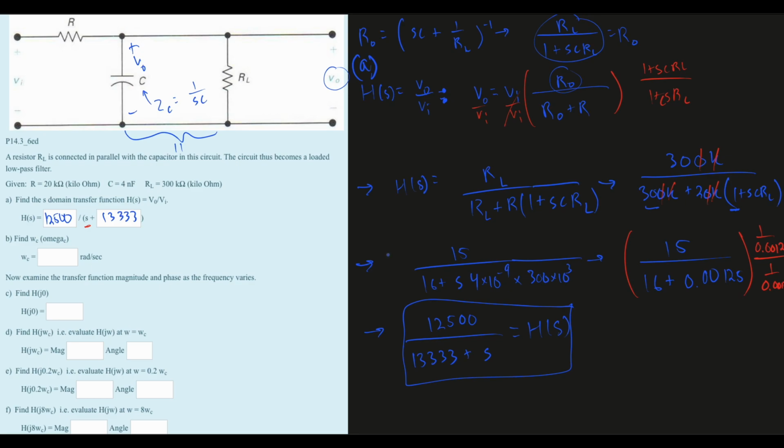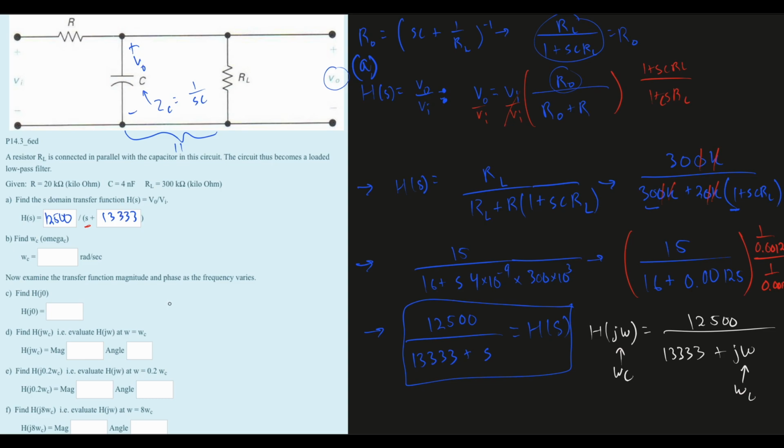Now, we need to find our omega c. And to find omega c, what we're going to do is say H of j omega is equal to, and we're going to replace all our s's with j omega. So we're going to have 12,500 divided by 13,300 plus j omega. And so this is the starting point. We're going to say that our omega c is our j omega. So we'll replace these here.